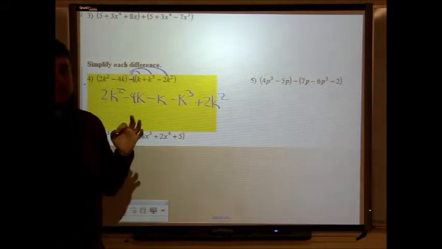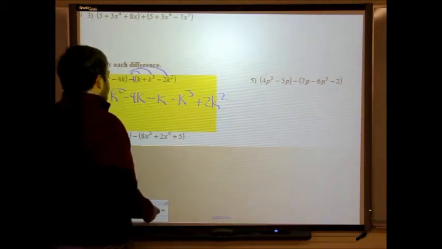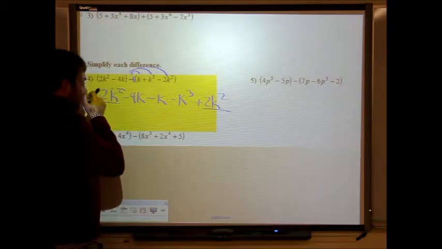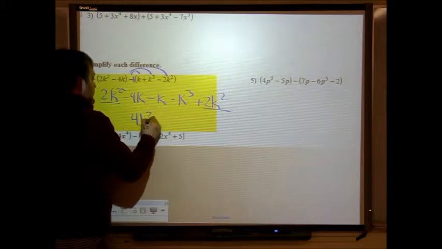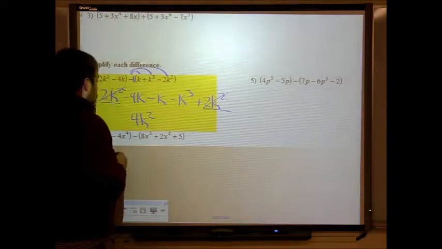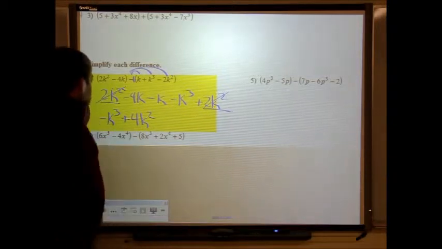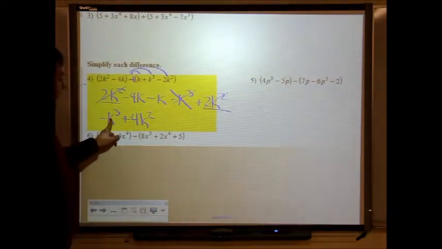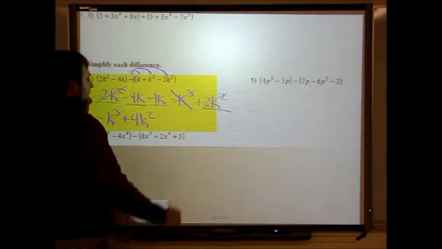Alright, now once you've changed everything to its opposite, because of the subtraction, then we can just combine like terms again like normal. So I would follow my 2k squares. It's going to give me 4k squares. And I went out of order here. Let's actually put that k to the third power first, because that's the highest degree, and that doesn't have anything to match up with. Notice it's negative. So -k to the third, 4k squared. And then I've got -1k and -4k.